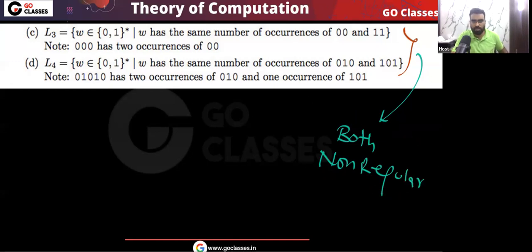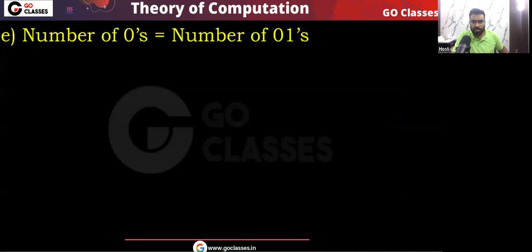Okay, so now let's move on. Let's see this question, this is a very interesting question. Tell me, if I ask you: number of 0 is equal to number of 01. So tell me here, let me know, is this language regular or not? Number of 0 is equal to number of 01.